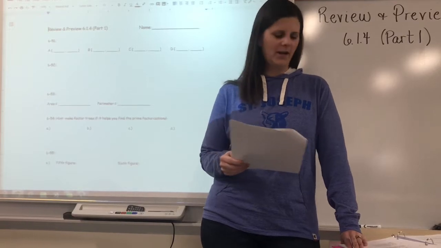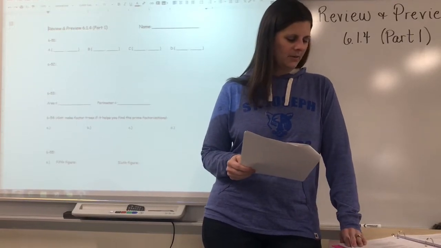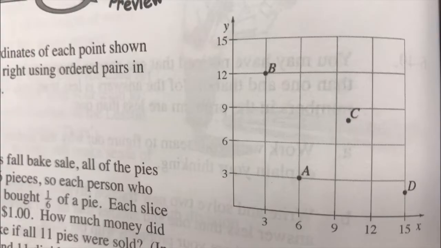6.1.4 part 1. On question 51, there is a coordinate plane and they show you 4 different points. Your job is to list the ordered pairs for each of them. Keep in mind the first number tells us how many spaces or how far to the right. The second number tells us how far up.